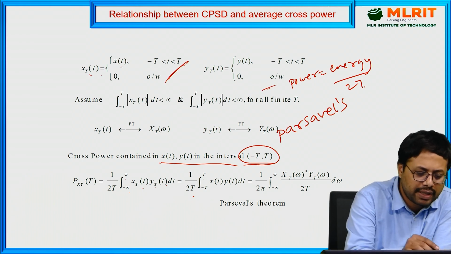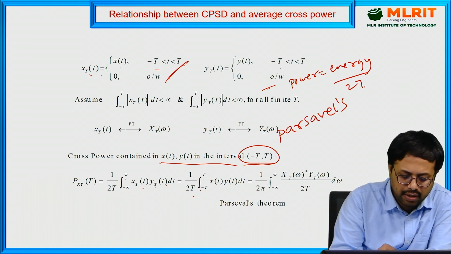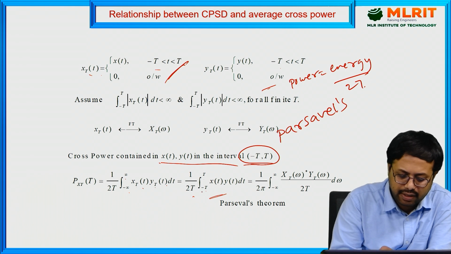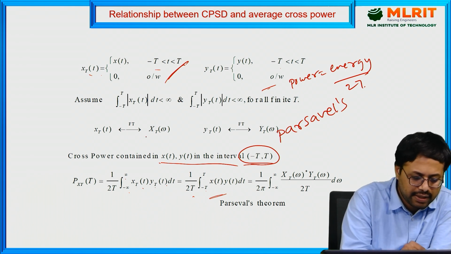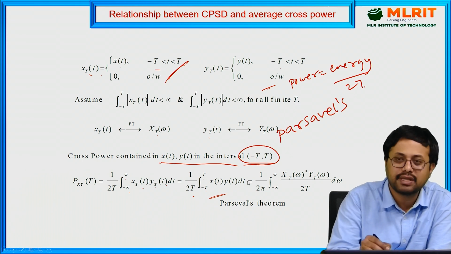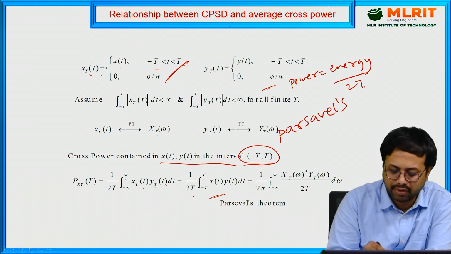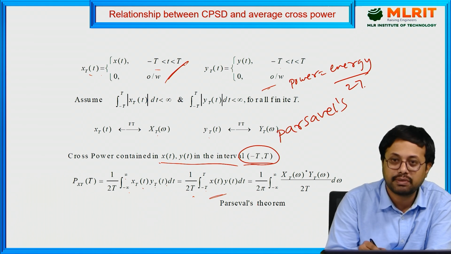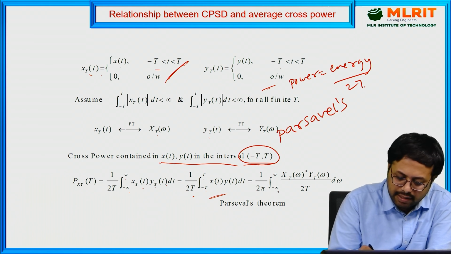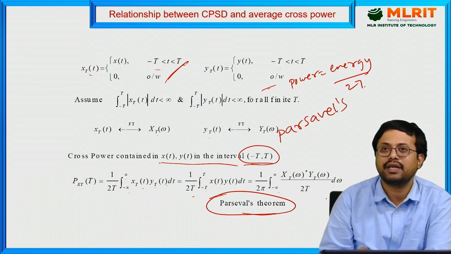XT of t equal to x of t for the interval minus T to T, and yT of t equal to y of t for the interval minus T to T. You change the limits, then you get this. Now xT of t corresponds to xT of omega, and yT of t corresponds to yT of omega. Substitute that. We already simplified using a similar procedure while calculating the relationship between power spectral density and average power. The same procedure we follow in this concept also. We get 1 by 2 pi times the integral from minus infinity to infinity of xT of omega into conjugate yT of omega divided by 2T, with the help of Parseval's theorem, which gives the relationship between these.